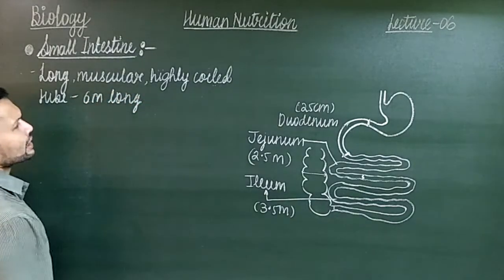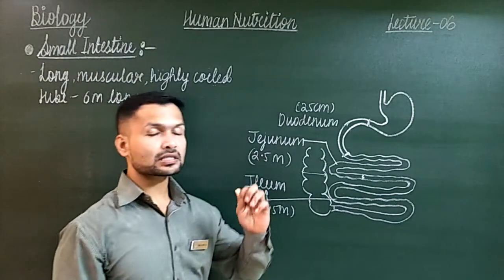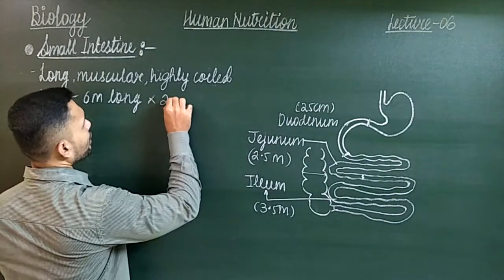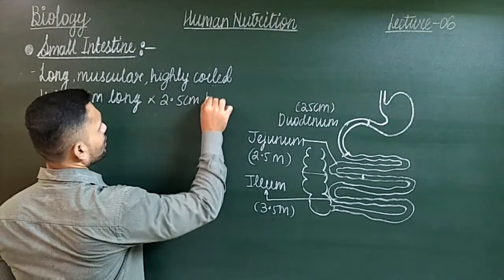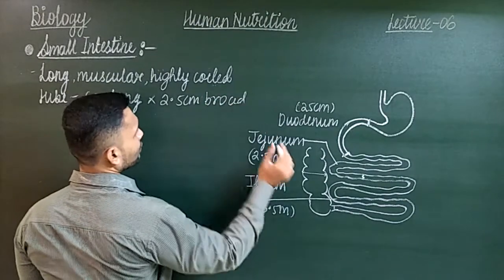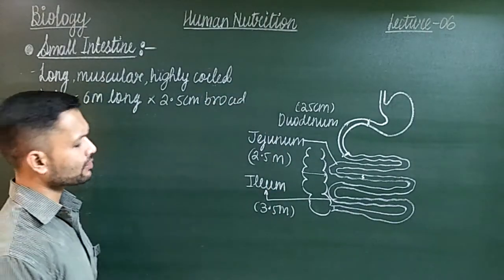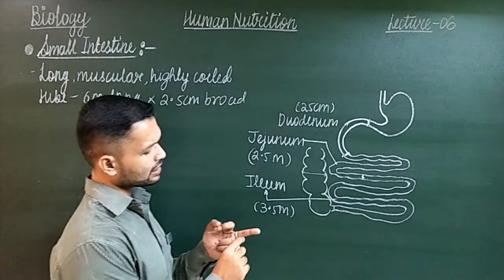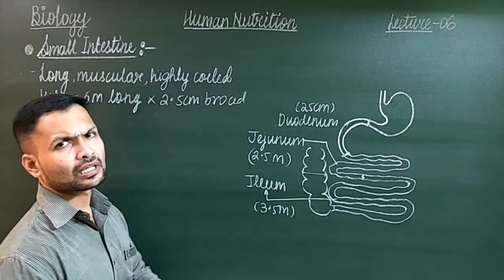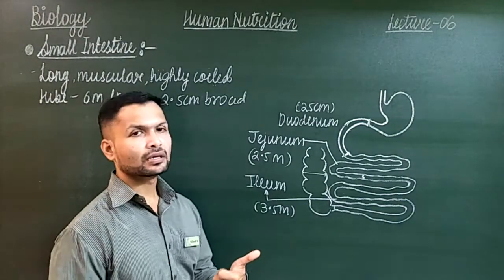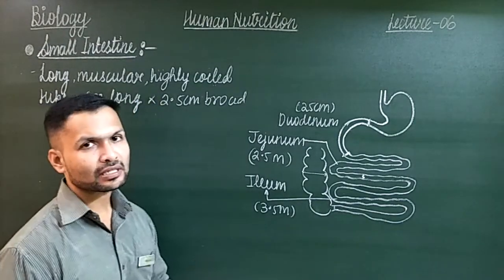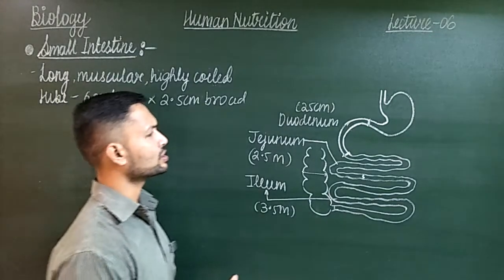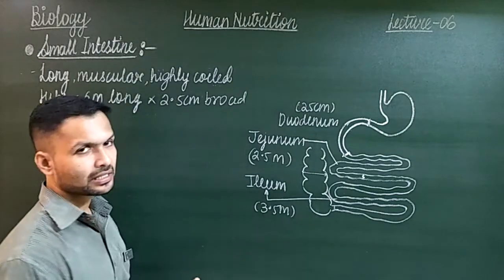If you look at the whole small intestine, it is about 6 meters long and about 2.5 centimeters broad. So the width is 2.5 centimeters, roughly the thickness of a thumb, about 2.5 centimeters. So the thickness is very small but the length is large. Again, the main digestion takes place over here.